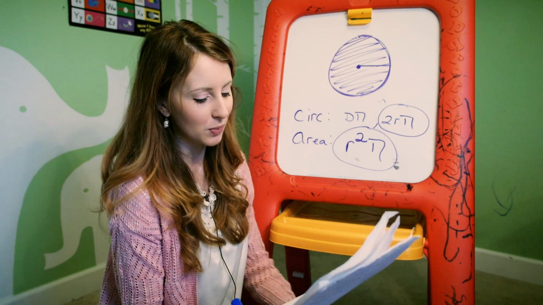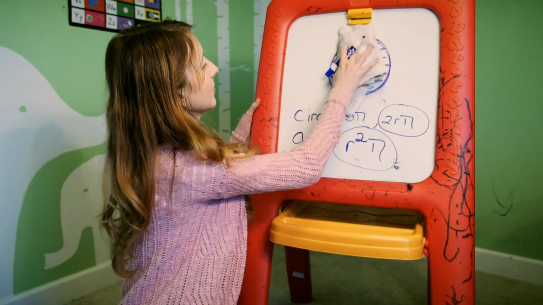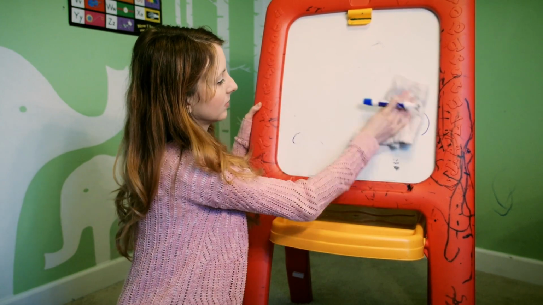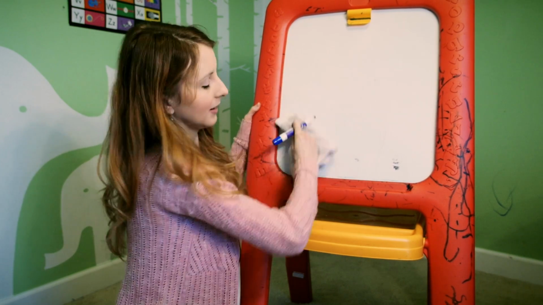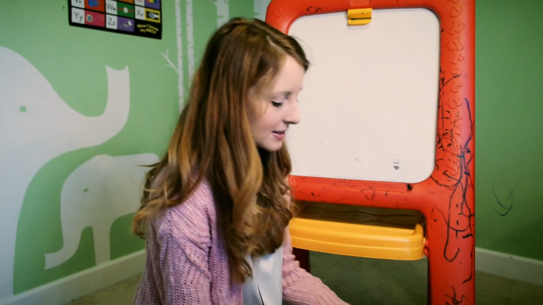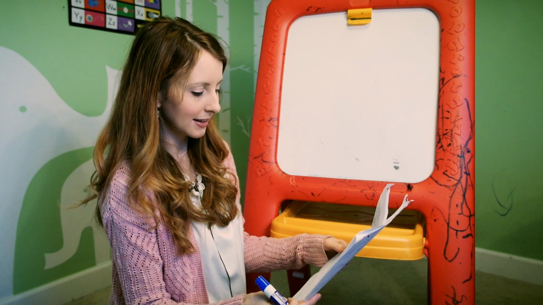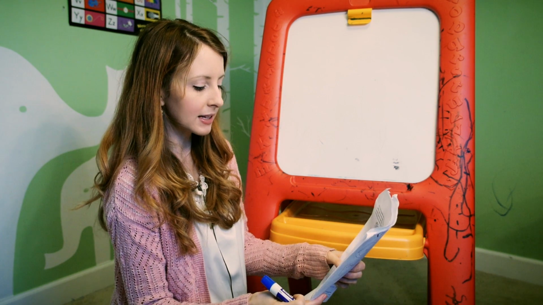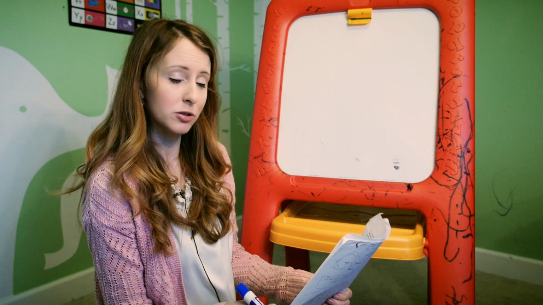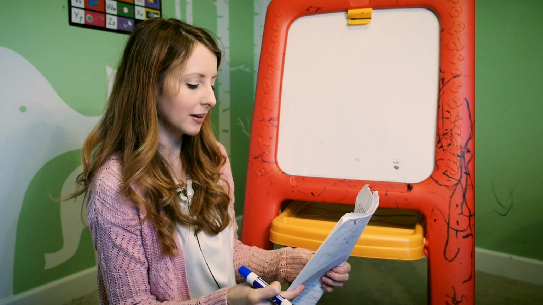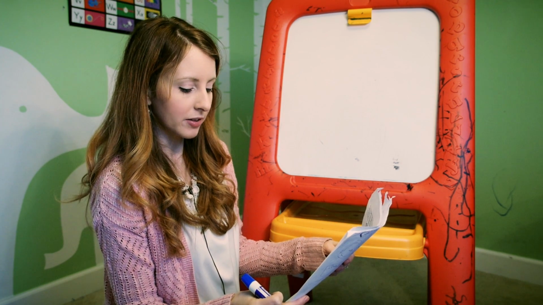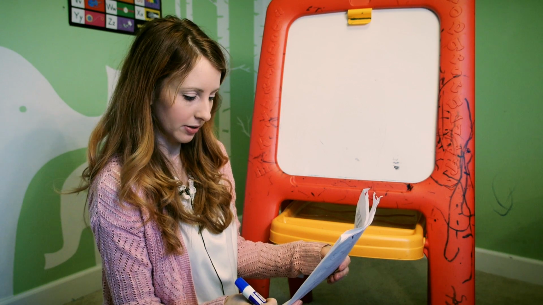Let's do just one example. All right, example 1. If circle S has a circumference of 16 times pi inches, notice they left that answer in terms of pi, find the area of the circle to the nearest hundredth.